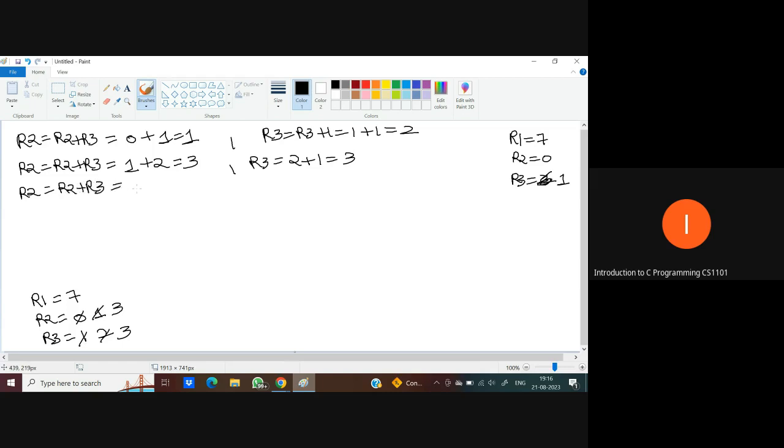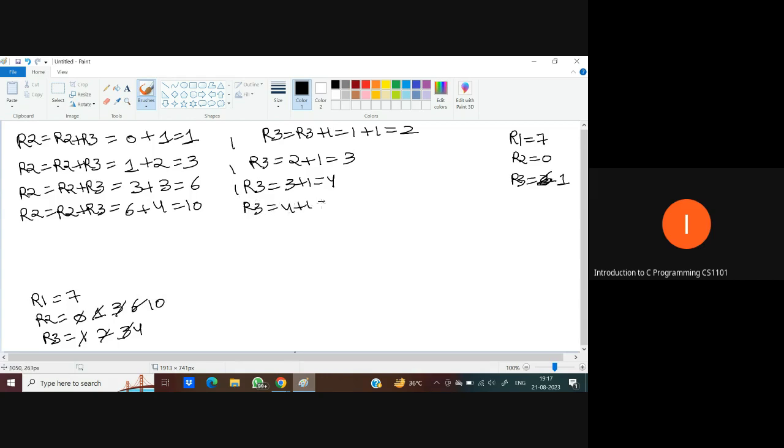What is the current value of R2? It is 3. The current value of R3 is still 3. So 3 plus 3 becomes 6. And R3 will be incremented, so it becomes 3 plus 1, 4. Again, 4 is not greater than 7. So R2 equals R2 plus R3. This time it will become 6 plus 4, which is 10. So this becomes 10, and R3 equals 4 plus 1, that is 5.